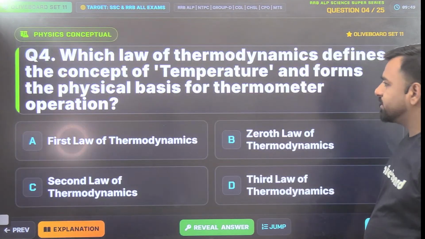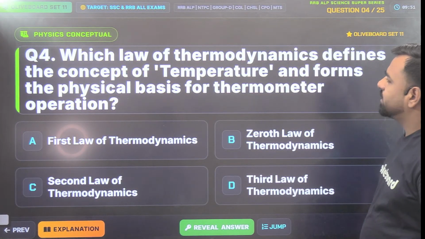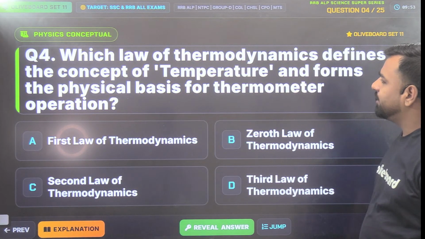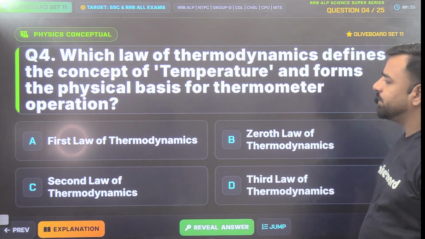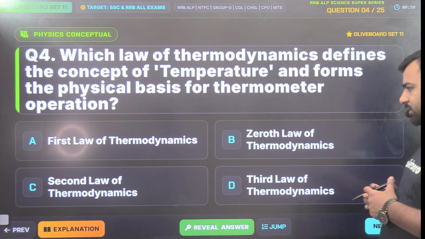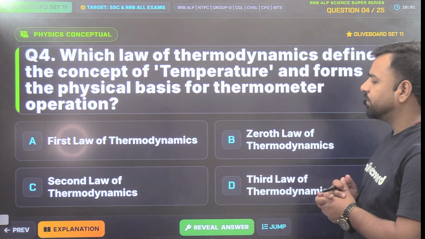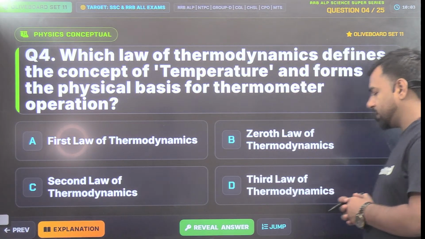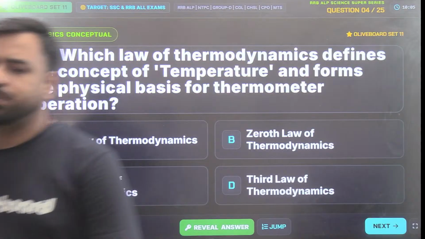Okay, next. Which law of thermodynamics defines the concept of temperature and forms the physical basis for thermometer operation? Is it first law of thermodynamics, zeroth law of thermodynamics, second law of thermodynamics, or is it third law of thermodynamics? What do you think should be the correct answer here?